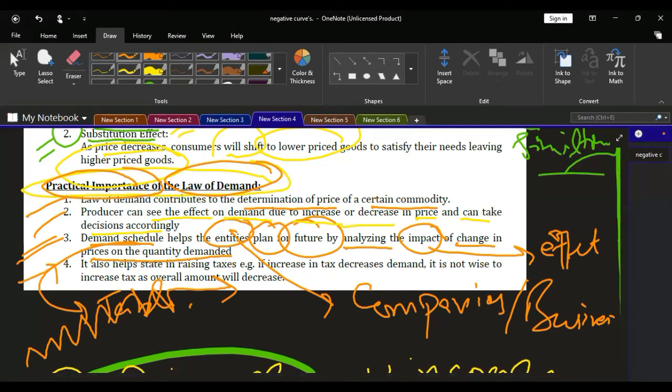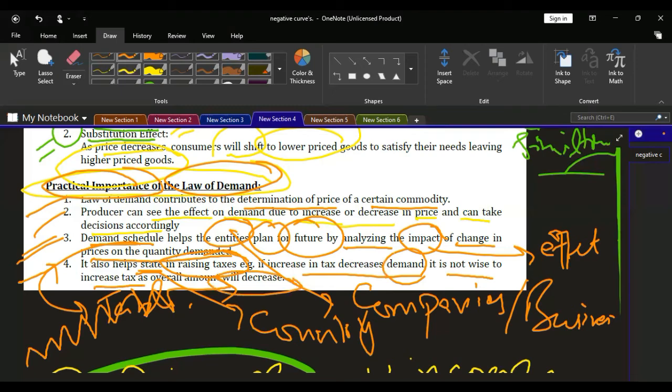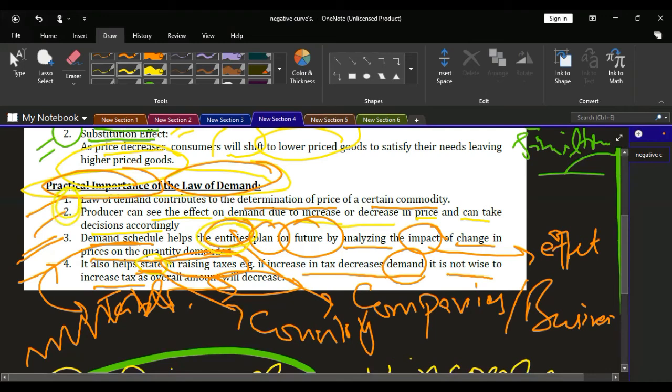Next, it also helps the state. State means a country. In raising tax, the government will impose more and more tax on such goods which are providing more and more profit to the suppliers. For example, if an increase in tax decreases demand, it is not wise to increase tax, as the overall amount will not increase. So it is a practical importance in which we have covered importance for the state, importance for businesses, and importance for a consumer at a very ground level.